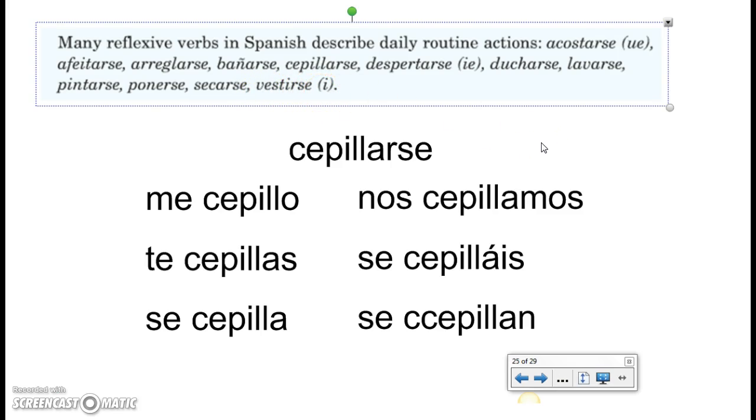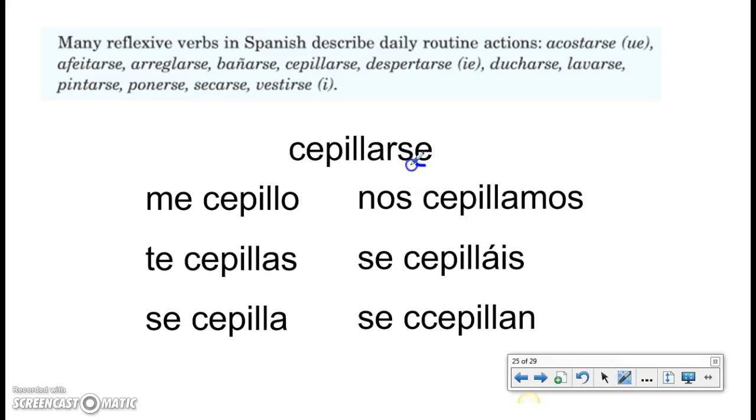So just a couple examples of how to conjugate a reflexive verb. Remember, we're going to take off the se, bring it to the front of the verb when we conjugate it, and make it me, te, se, nos, os, that should say os, or se, depending on who the subject is. And then you just conjugate it like the verb that it is. This is an AR, so o, as, a, amos, an.